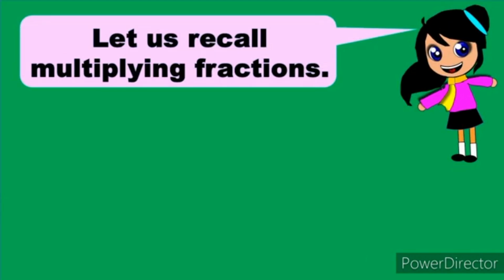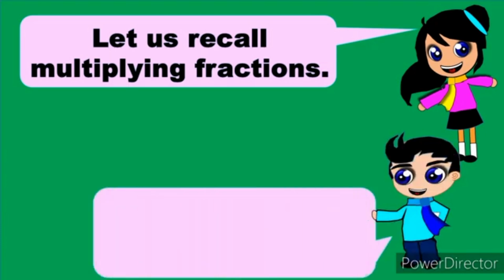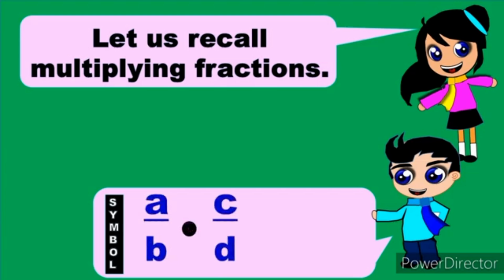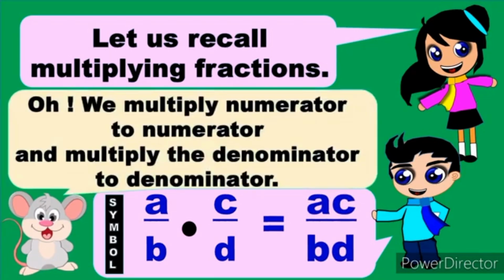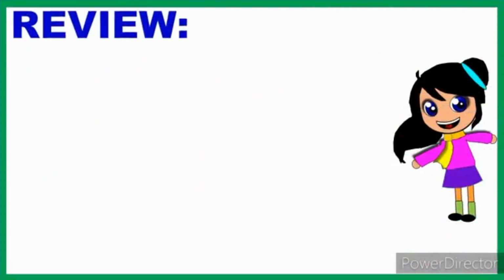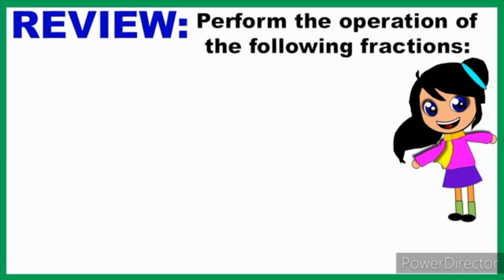Okay, before we start multiplying rational algebraic expressions, let us recall your multiplying fractions. In symbol, we have a over b times c over d equals ac over bd. Or we multiply the numerator to numerator and we also multiply the denominator to denominator. So that is how to multiply fractions. And we're going to apply this in multiplying rational algebraic expressions. Okay, we have some examples in multiplying fractions.